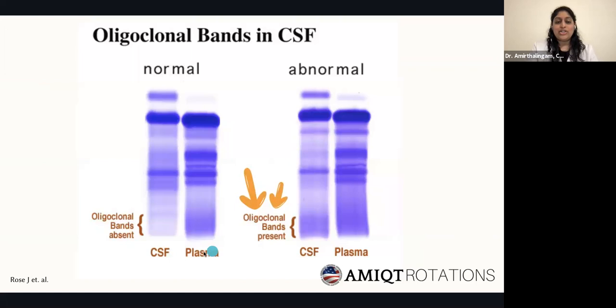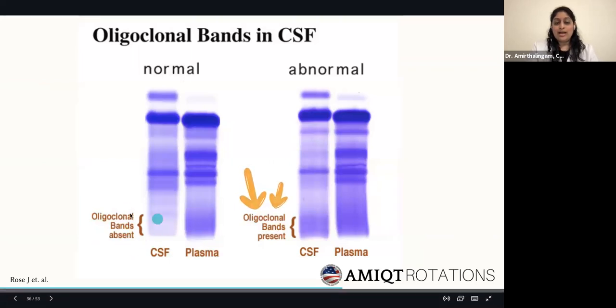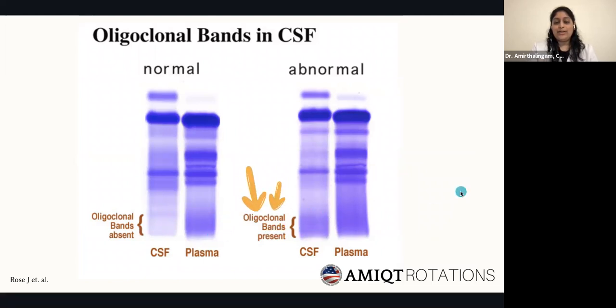And this is just an illustration to show that in a patient without any MS, the oligoclonal bands will be absent. However, in a patient with MS, you can see the bands right here.